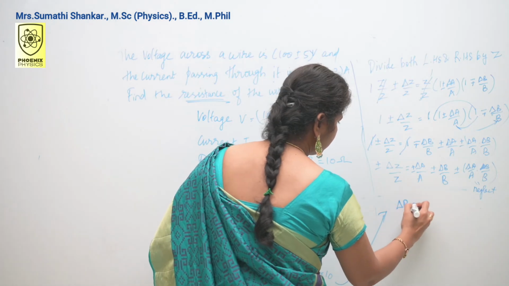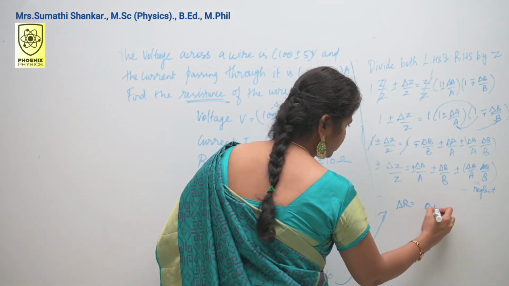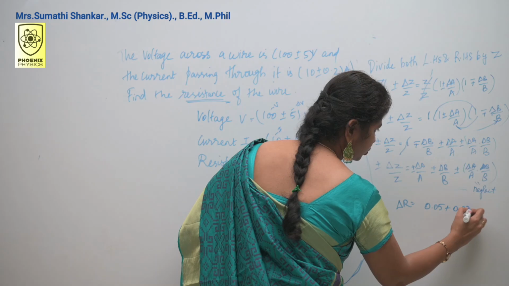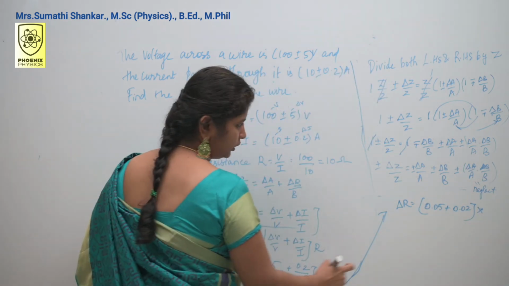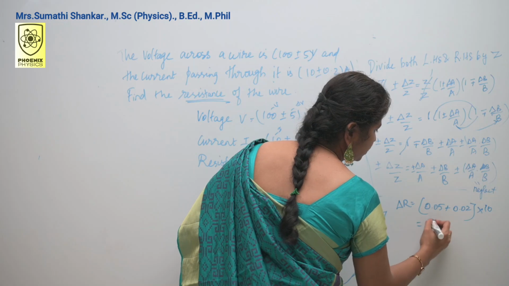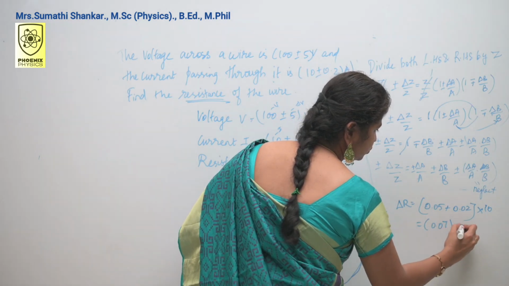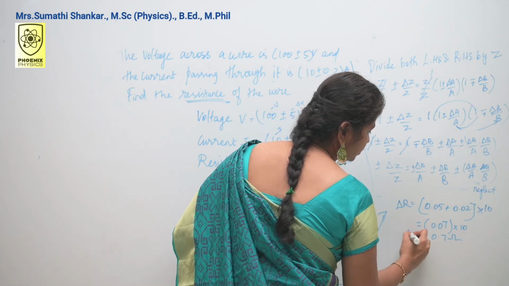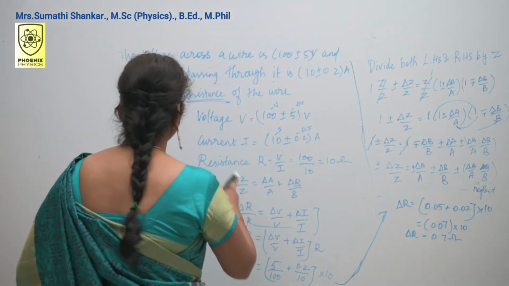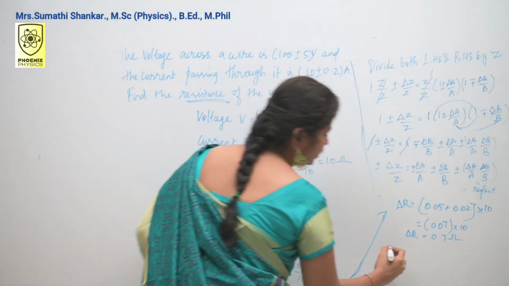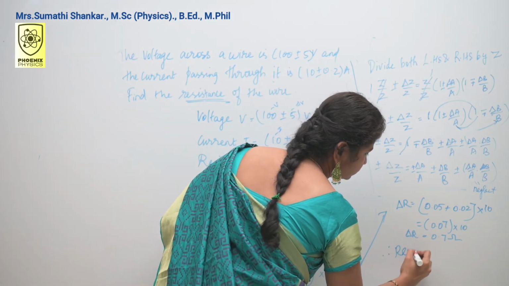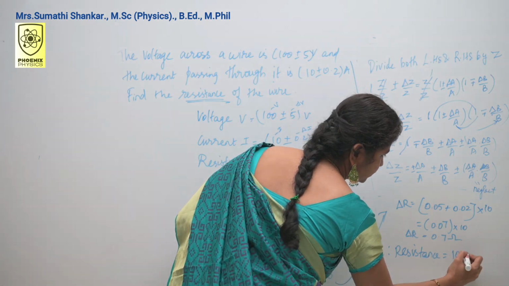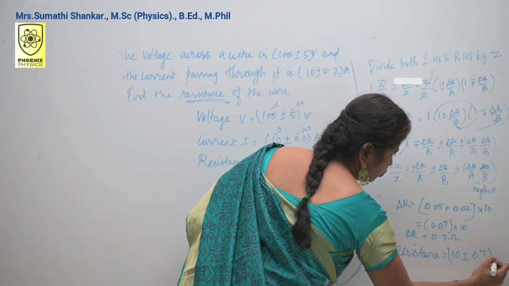Delta R is equal to 5 by 100, which means 0.05, plus 0.2 by 10, which means 0.02, into our 10. Just add these two terms: 0.07 into 10, 0.7 ohm, because this is resistance. Now we have found the error in the resistance. Therefore, resistance is 10 plus or minus 0.7 ohm.